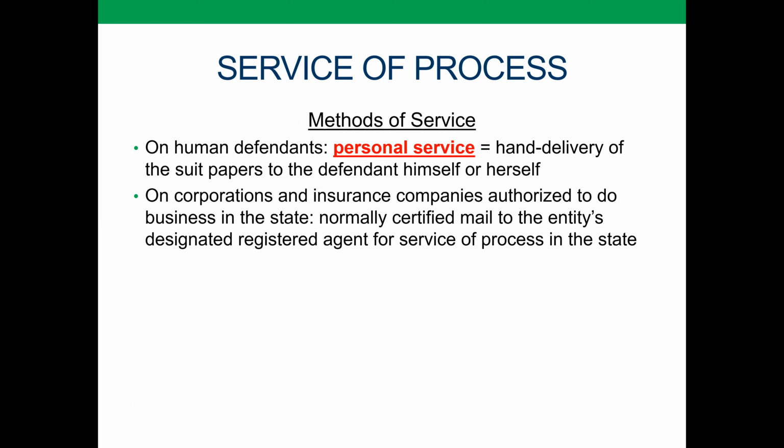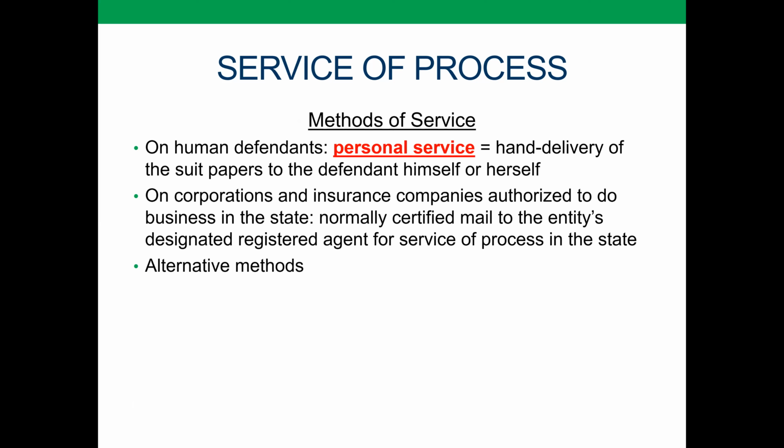So if you ever want to find out who this registered agent is and where that person's address is, for corporations, you would go to the Texas Secretary of State website, and you would want to go to the corporations section, and then you can look up online for free all corporations that are registered or authorized to do business in Texas, and you'll find their registered agent information. With insurance companies, you can go to the Texas Department of Insurance's website and get the same information there.